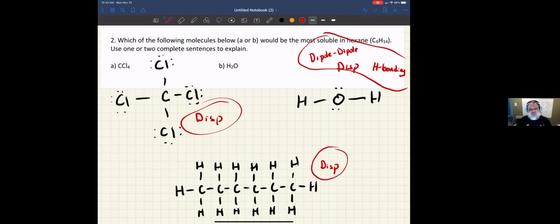And so what we say is like dissolves like. So which one's going to be more soluble in hexane? Well, hexane's only got dispersion forces. So carbon tetrachloride is going to be more soluble in hexane than water is, because the forces are similar for those 2. Okay, that's all there is to it.